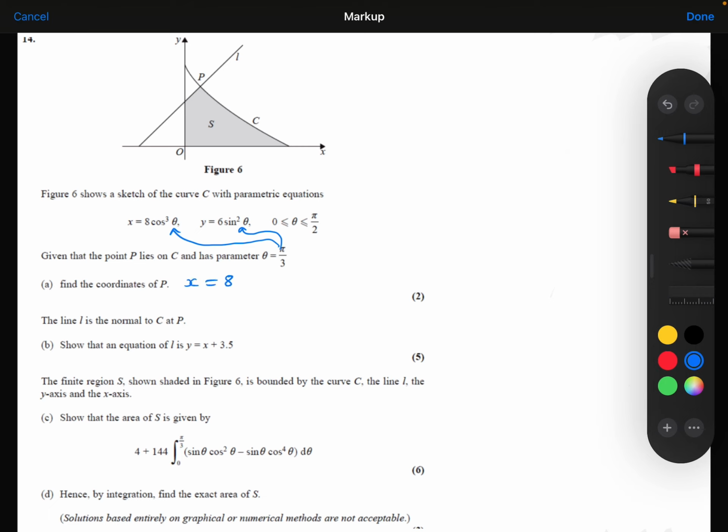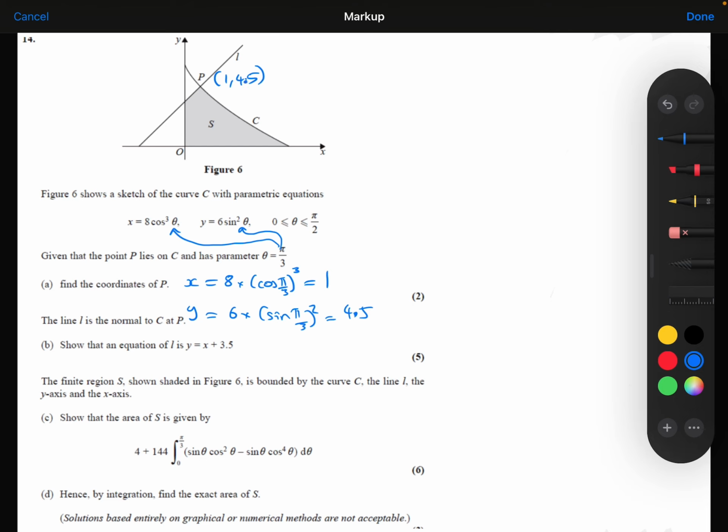So x equals 8 times cos of pi over 3 cubed gives 1. Y equals 6 times sine of pi over 3 squared gives 4.5. So the point P has the coordinates 1, 4.5.